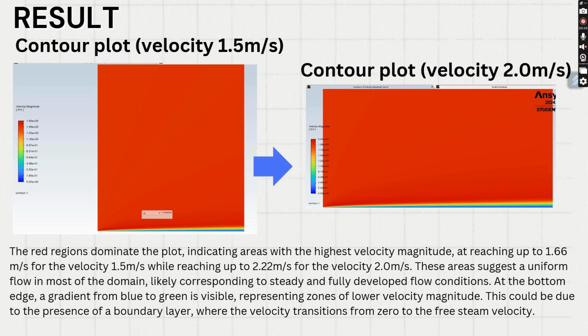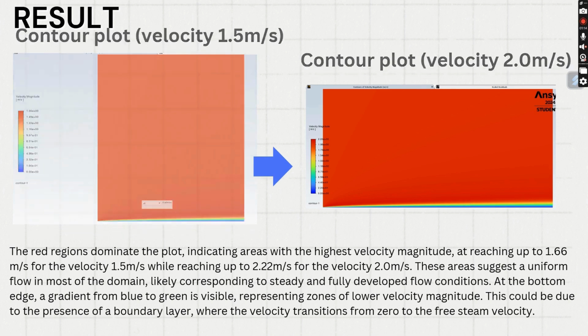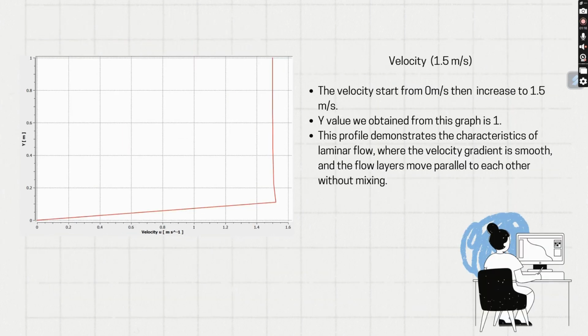This area suggests a uniform flow in most of the domain, likely corresponding to steady and fully developed flow condition. At the bottom edge, a gradient from blue to green visible represents the zone of lower velocity magnitude. This could be due to the presence of the boundary layer where the velocity transition from 0 to free stream velocity.